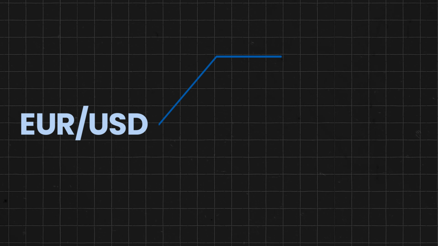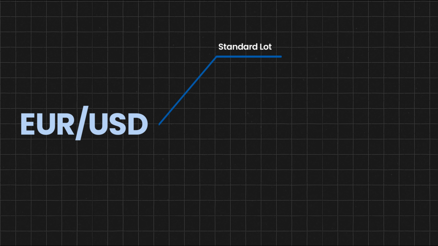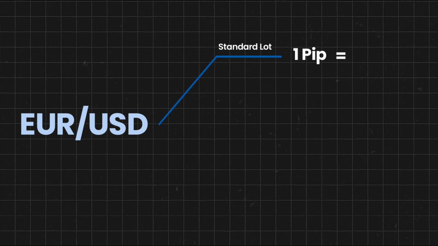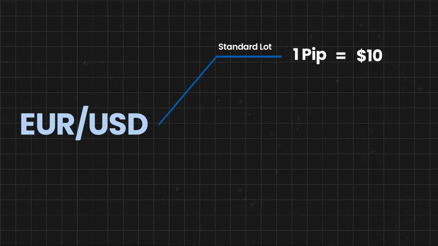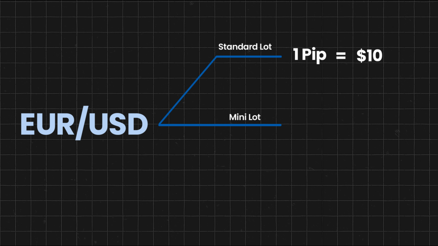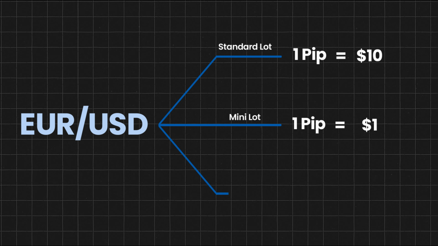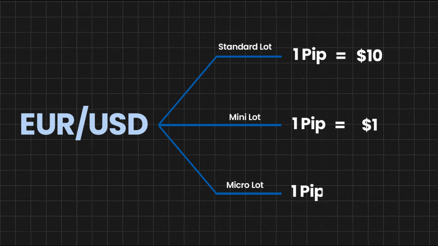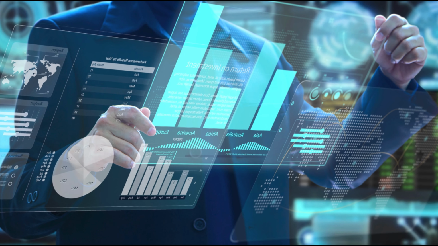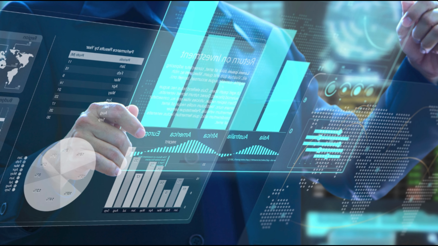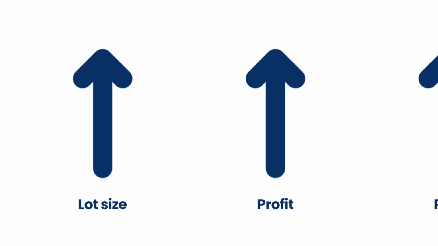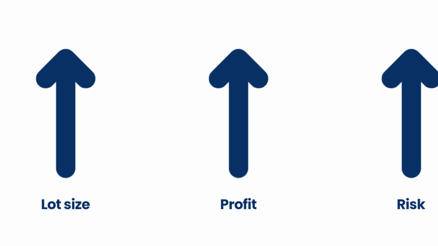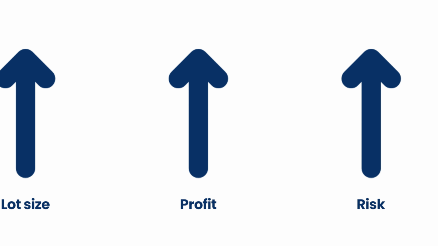So if you're trading a standard lot on EUR/USD, each 1 pip movement equals $10 in profit or loss. If you're trading a mini lot, each pip is worth $1. And with a micro lot, each pip is worth 10 cents. These values give you control over your risk. Larger lot sizes mean more profit potential, but also higher risk per pip.